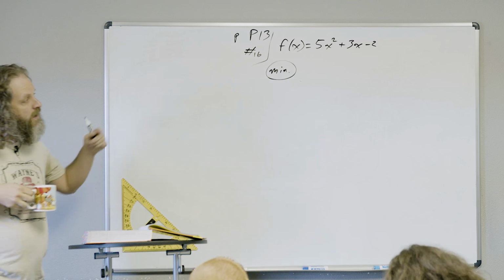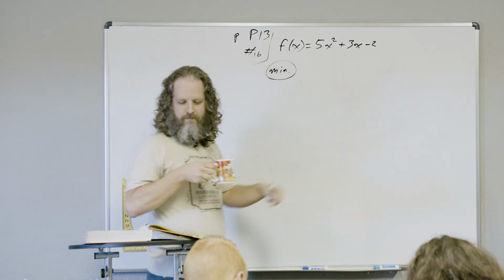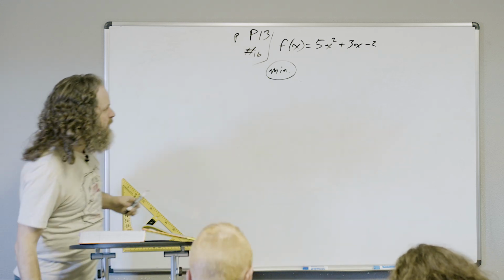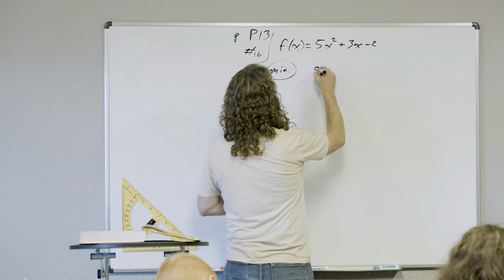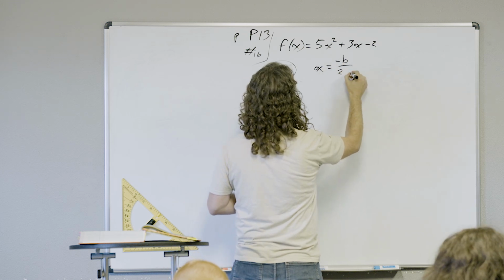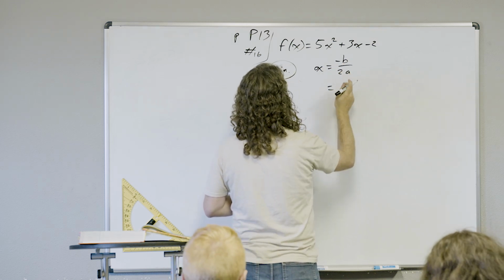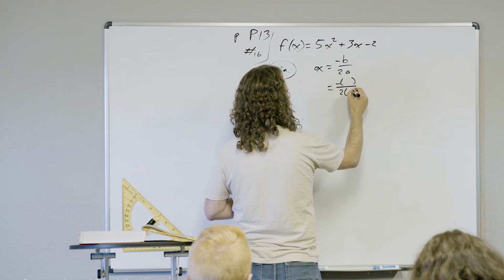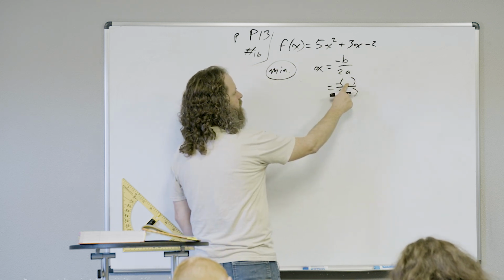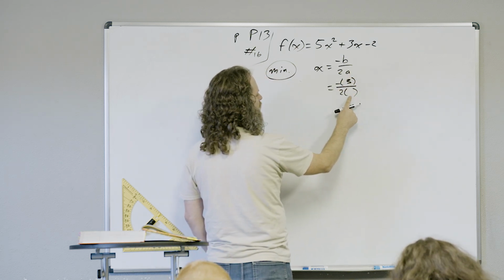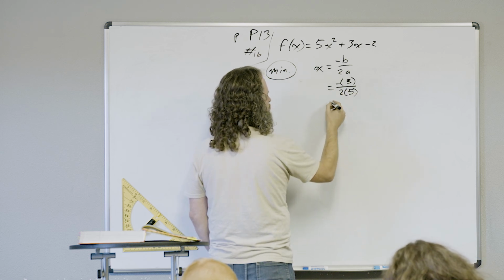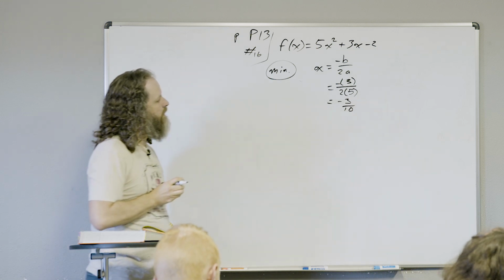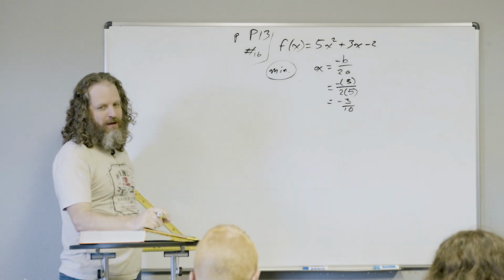How do we find the vertex from standard form? Start with negative b over 2a. So to find the x part of the vertex, we're going to do negative b over 2a. 2 times a. So what am I going to put right here? Negative 3. What am I going to put right here? 5. Okay. So this equals negative 3/10. Right? Okay. So that's not the minimum.